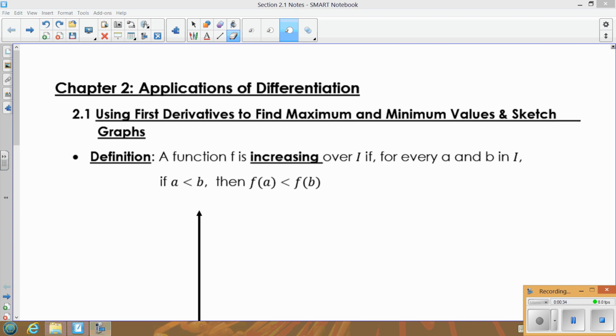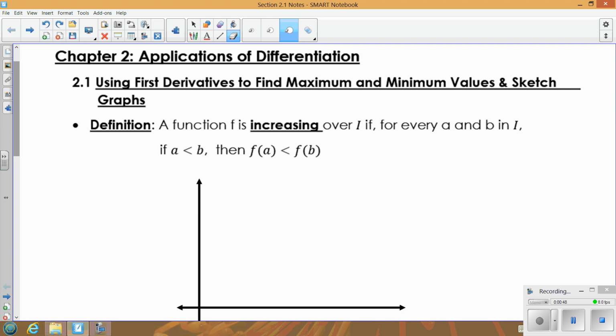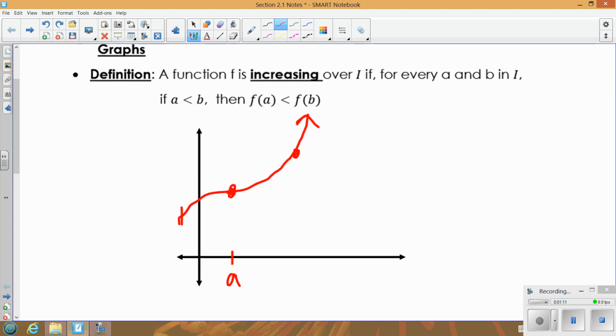So the first thing here is a definition. A function is increasing over a specific interval if for every a and b in that interval, a is less than b, then f of a is also less than f of b. What that looks like on a graph is, if I have some function like this, just a part of a function, and we're looking at two specific points. Let's say this is my a, and this is my b. Then for every value where a is less than b, if you look at the y values that correspond to these, f of a is also going to be less than f of b.